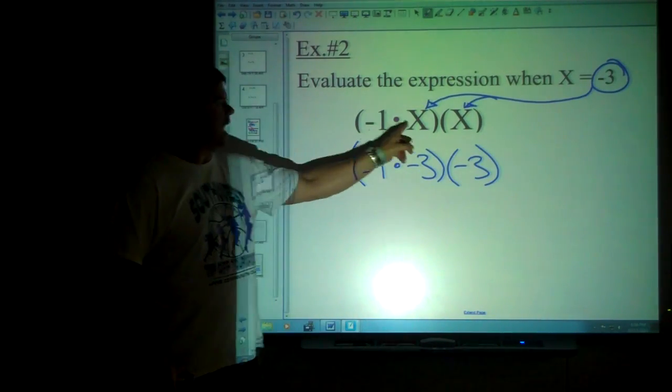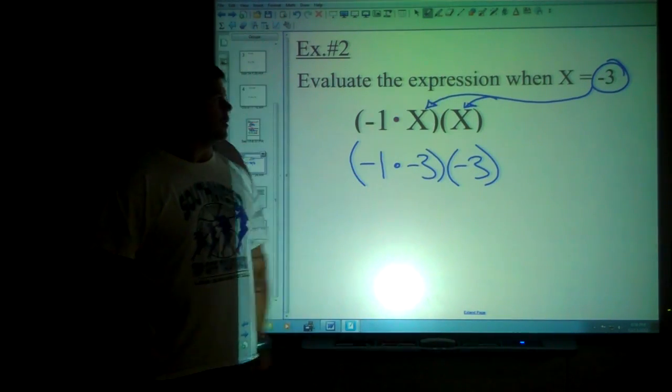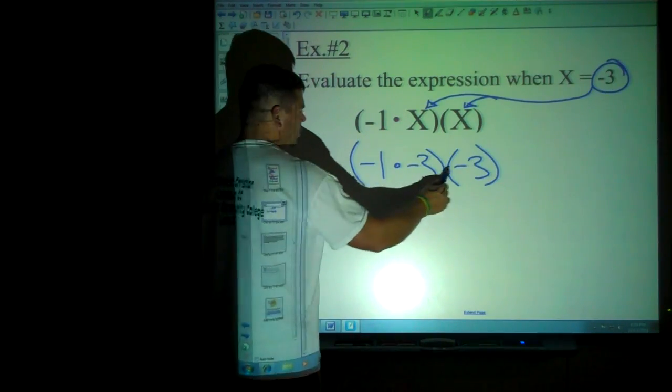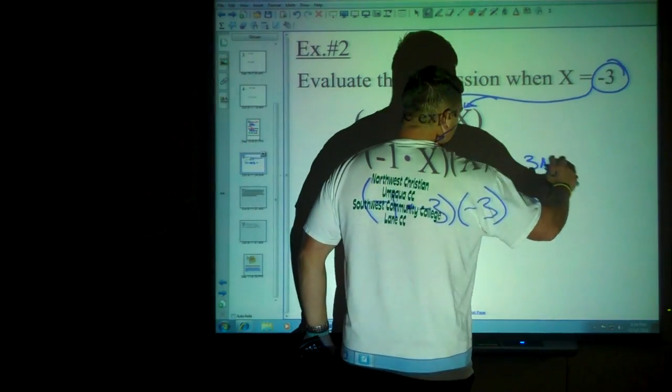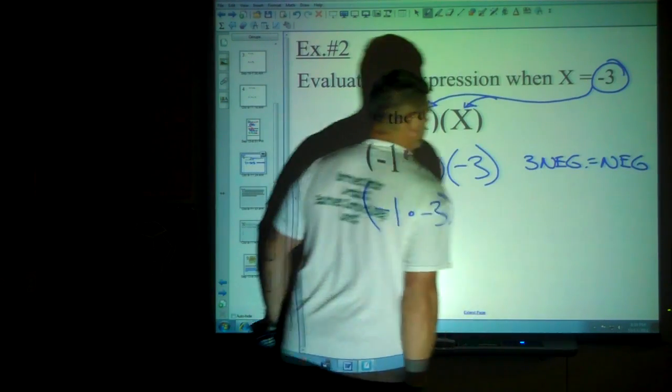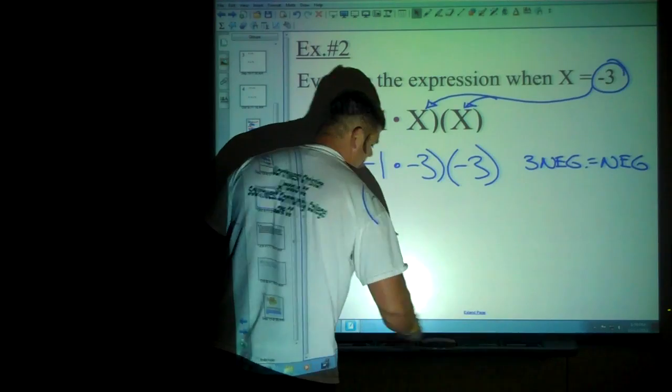I just replace the x's with exactly the value that they gave me. Everything else stays exactly the same. If you notice, 1, 2, 3, 3 negatives will equal a negative answer. I know that to be a fact.